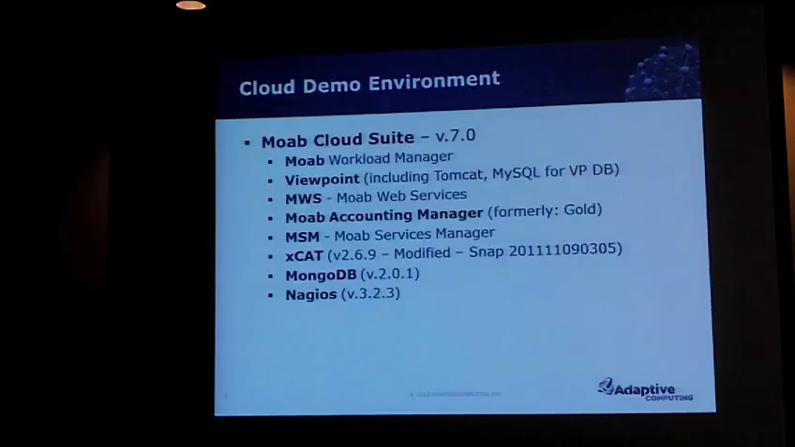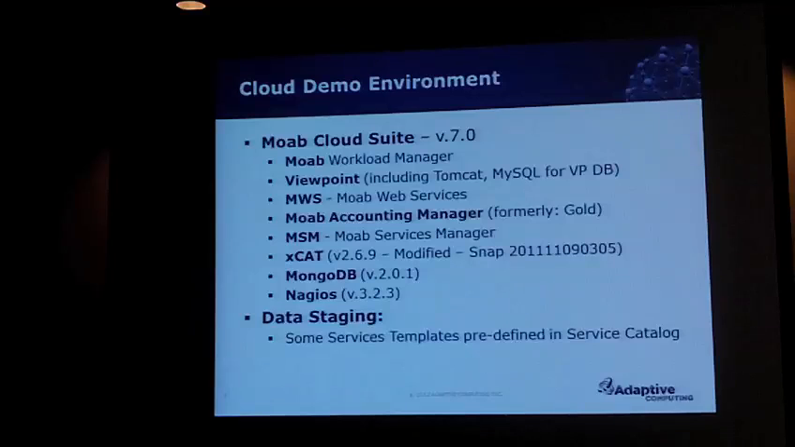We also include the Moab Accounting Manager, which was formerly known as Gold. MSM, the Moab Services Manager, which is the piece that integrates with the different resource managers like xCAT, Nagios, and others. We have xCAT version 2.6.9. MongoDB, which is the database that we use to support both the Moab Web Services and also a resource manager component that we now include with this version of our Cloud Suite to represent OMDB. And we also include Nagios for some very basic monitoring capabilities, like checking if the environment is up and running and if it's ready to be consumed.